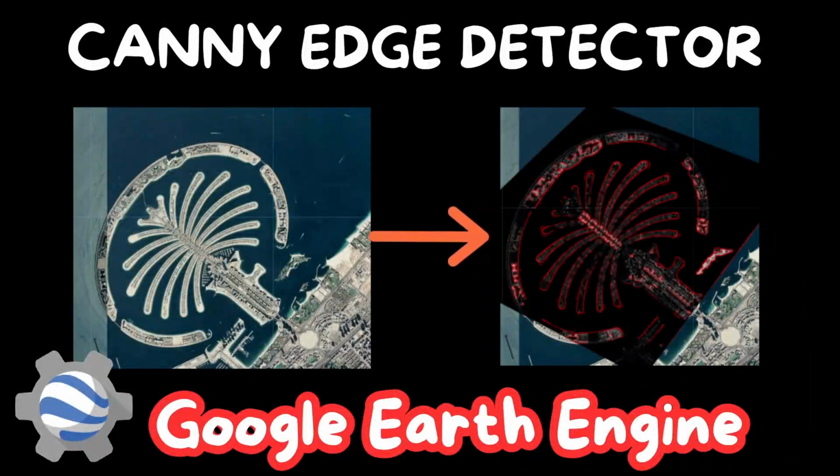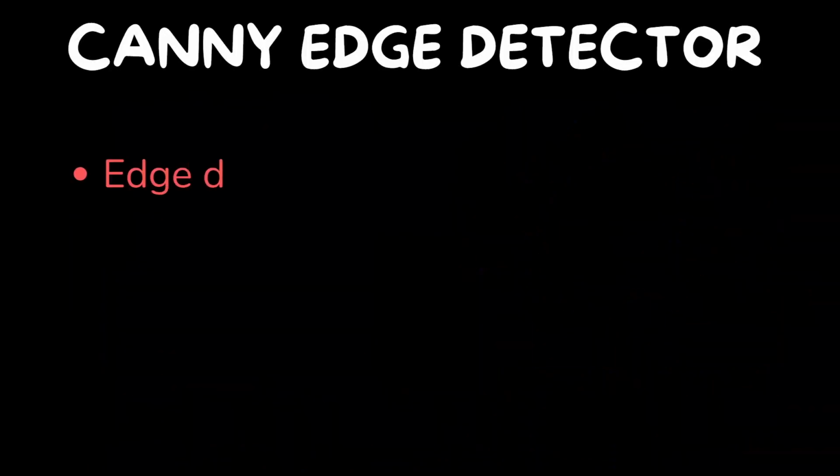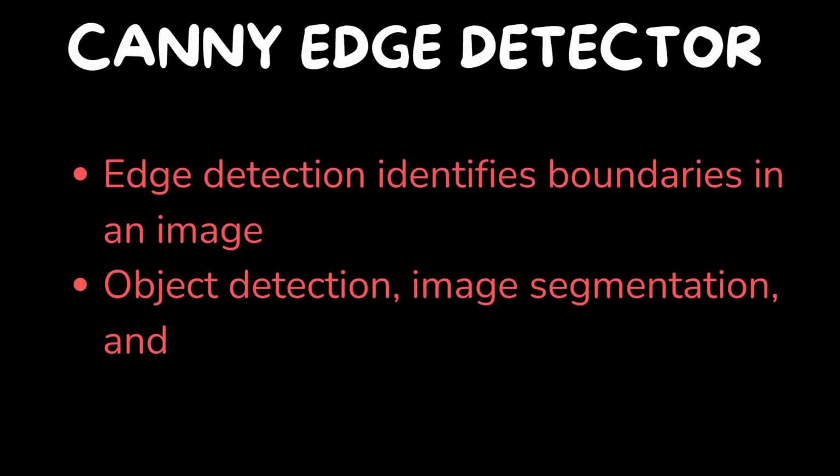In this video, we will see what Canny Edge Detector is and how to use Canny Edge Detector in Google Earth Engine. Edge detection is a technology to identify boundaries in an image using the sharp endings. It is usually used in object detection, image segmentation, and feature extraction. It is also used in facial recognition and other detection algorithms.